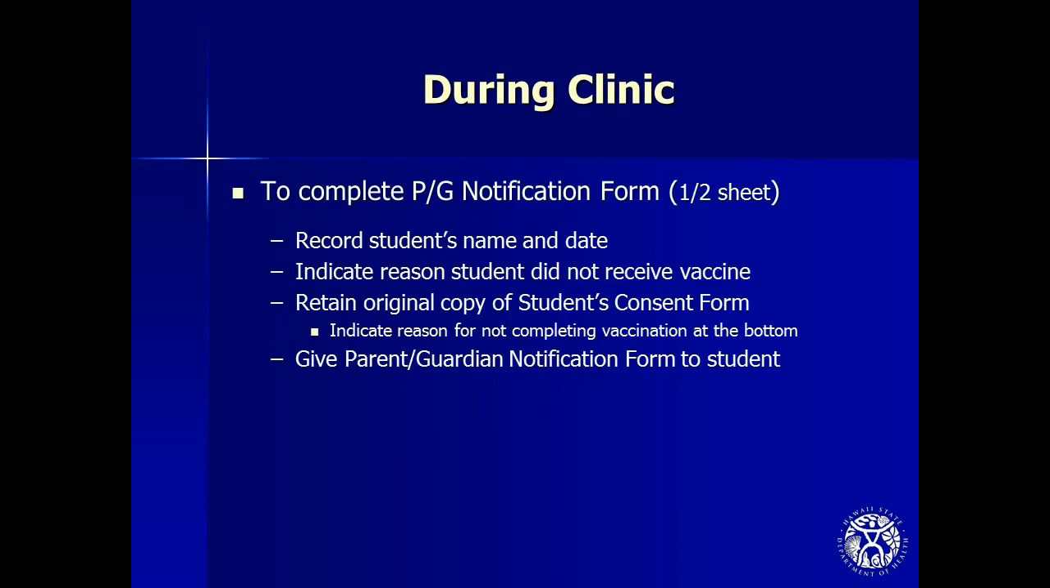To complete the parent-guardian notification form, record the student's name and the clinic date. Indicate the reason the student did not receive the vaccine. Retain the original copy of the student's consent form. Indicate the reason for not completing vaccination on the bottom of the consent form and provide the parent-guardian notification form to the student to take home to the parent.